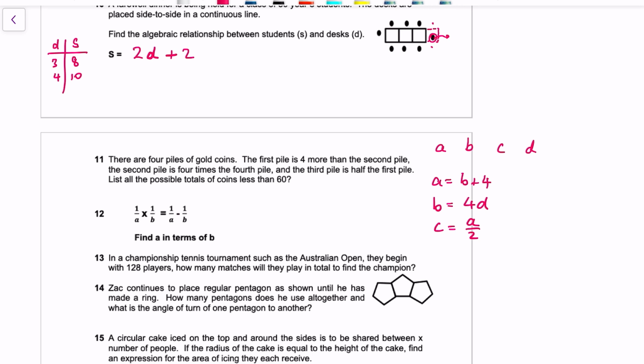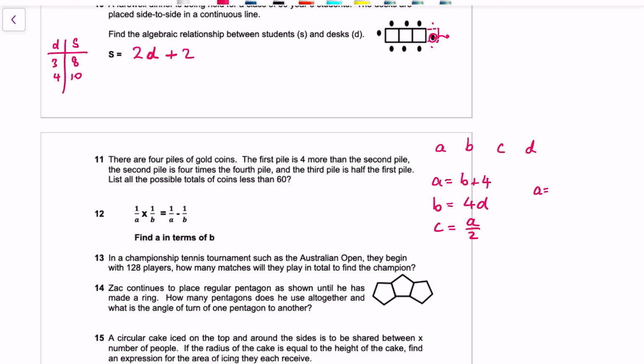So for example, A could be equal to 2, and if A is 2, then B would be not possible. B would have to be negative, so that doesn't work. So when we go to the next one, A is equal to 4. That would mean B is equal to 0, which means that there's no pile, so that also doesn't work. A is equal to 6 would mean that B is equal to 2, but that's not going to work, because if B is equal to 2, then it can't be 4 times D, so that doesn't work.